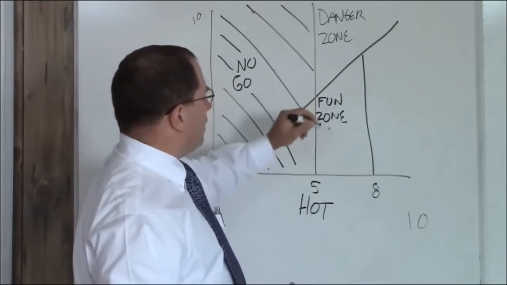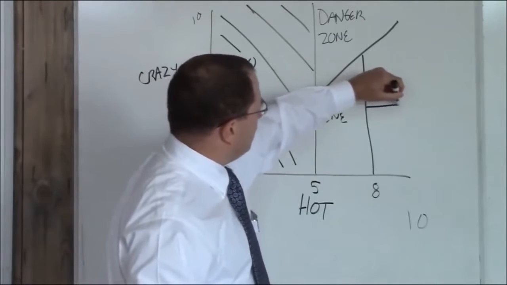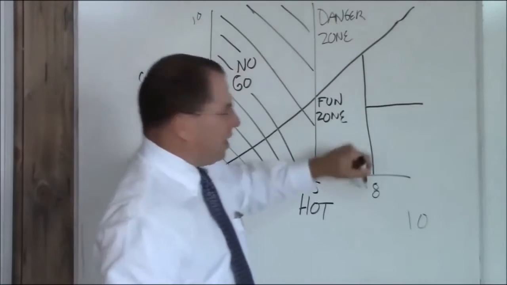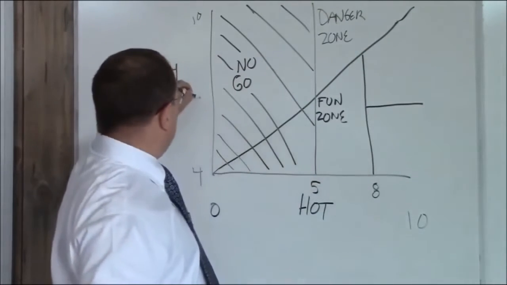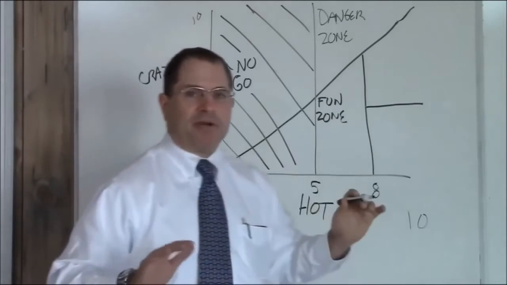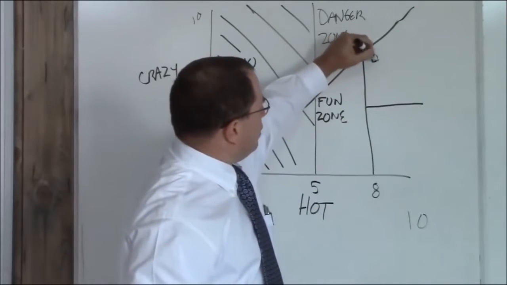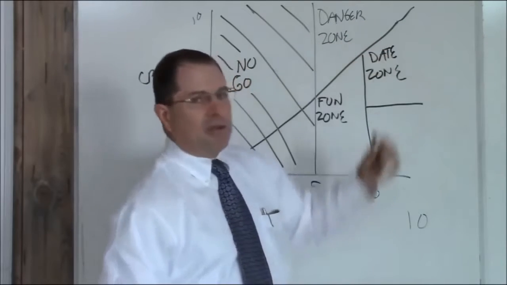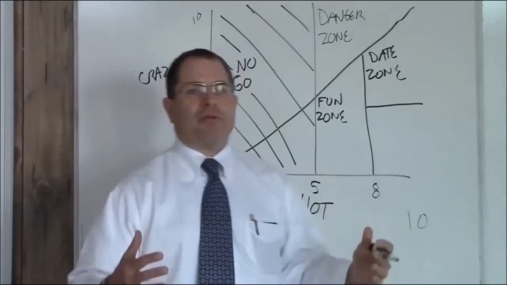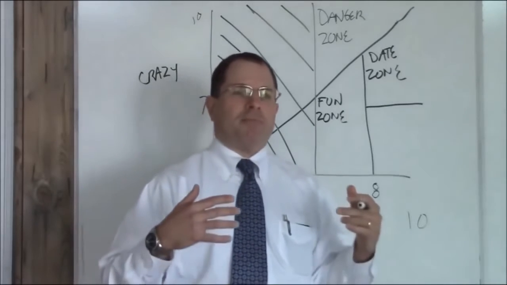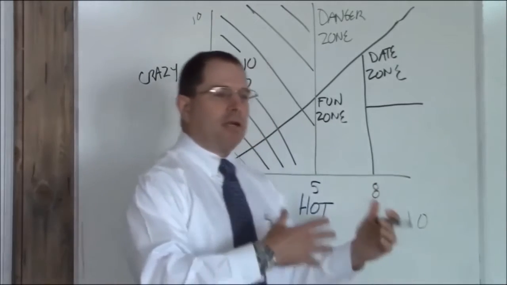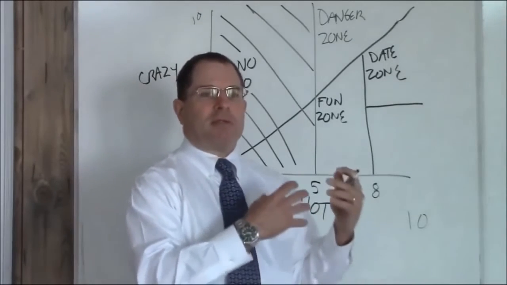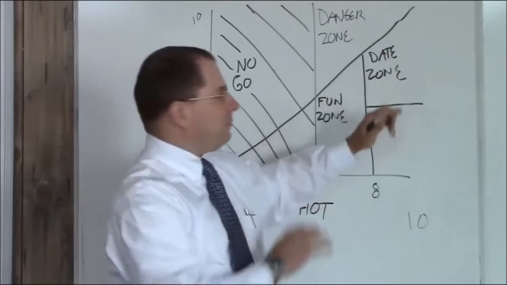Now, moving on, you have this zone here. This is below the crazy line, above an 8 hot, but still about a 7 crazy. This is your date zone. You can stay in the date zone indefinitely. These are women that you introduce to your friends and your family. They're good looking and they're reasonably not crazy most of the time. Okay? So you can stay here indefinitely.